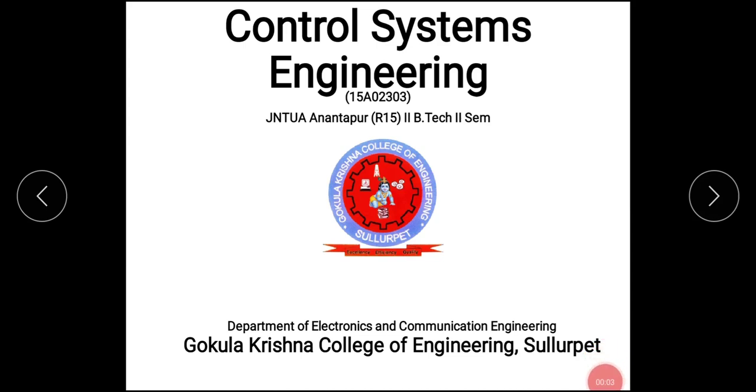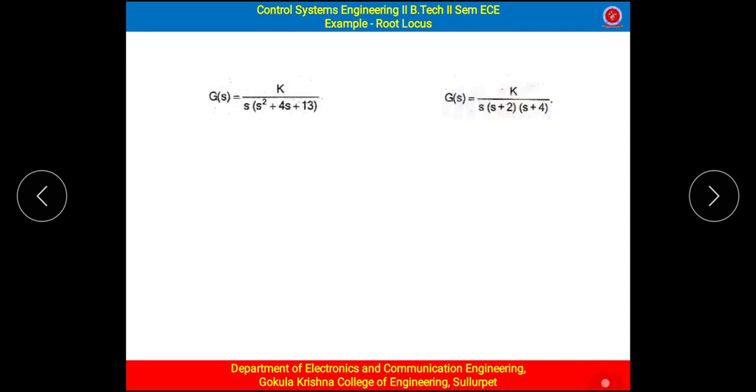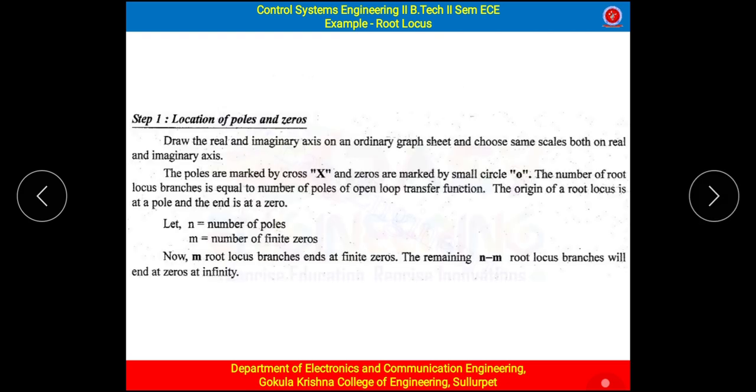So in this video lecture I am going to discuss the construction of root locus with two examples. So these are the two examples we are considering. The transfer functions are given. Okay. So the step 1. In step 1 we are going to calculate poles and zeros and locate them on the S-plane.